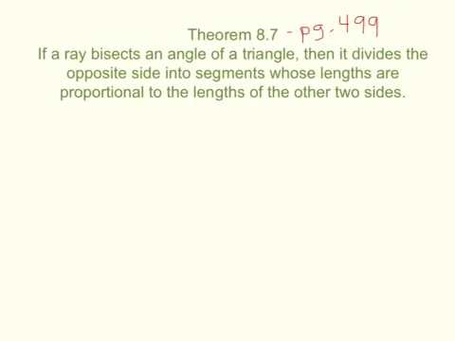Okay, the last theorem in this section is Theorem 8.7, which is found on page 499. If a ray bisects an angle of a triangle, then it divides the opposite side into segments whose lengths are proportional to the lengths of the other two sides.